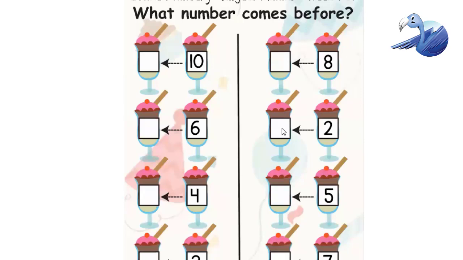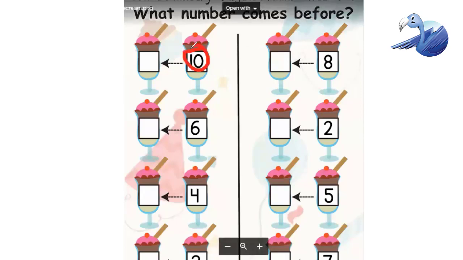So, what comes before 10? Students, first you have to take 10 fingers. Here the number is 10, no? Now let's count with me. 1, 2, 3, 4, 5, 6, 7, 8, 9, 10. So before 10 is which number? 9. So we have to write 9 here.